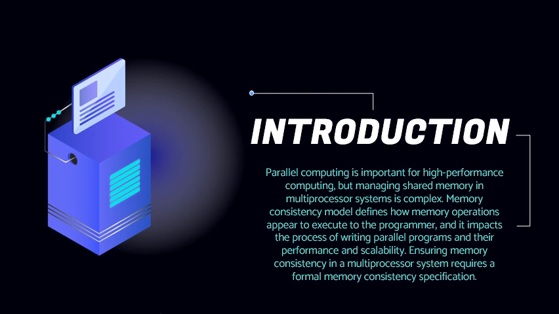So I begin with the introduction. Basically, a memory consistency model talks about how memory operations appear to execute to a programmer, and how those memory operations are ordered in the execution of the program on multiprocessors and other different processors. So how the memory operations perform or execute on either a multiprocessor or other different smaller processors.